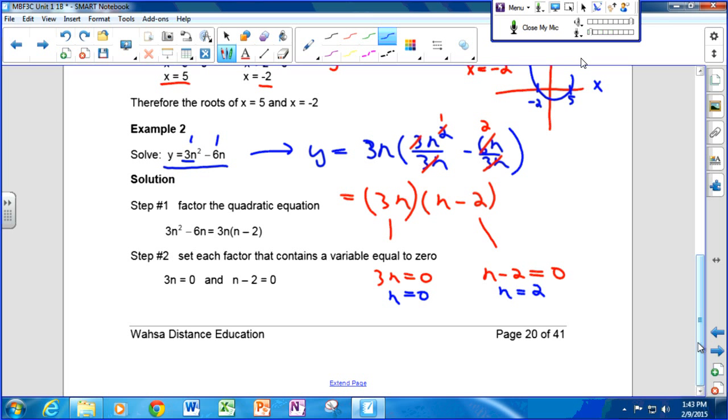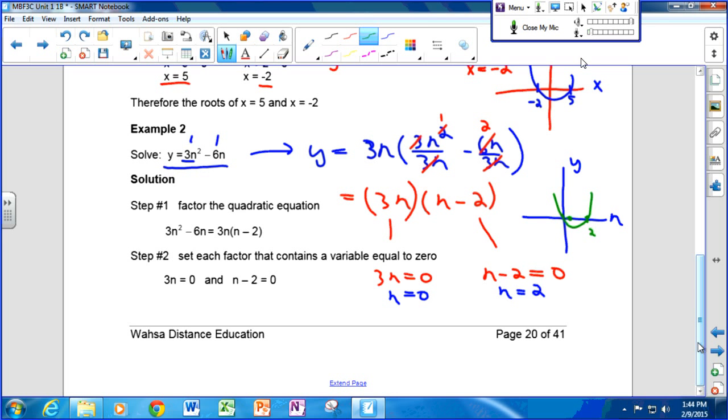So if we were going to graph this, in this case it would be y and n, not x. One of the roots is at n equals 0, and the other one is at n equals 2. And it looks like it's positive, so it's something like that. So that's going to be a 2, and that'll be a 0. That's what the parabola looks like. And someone can figure something out about that.